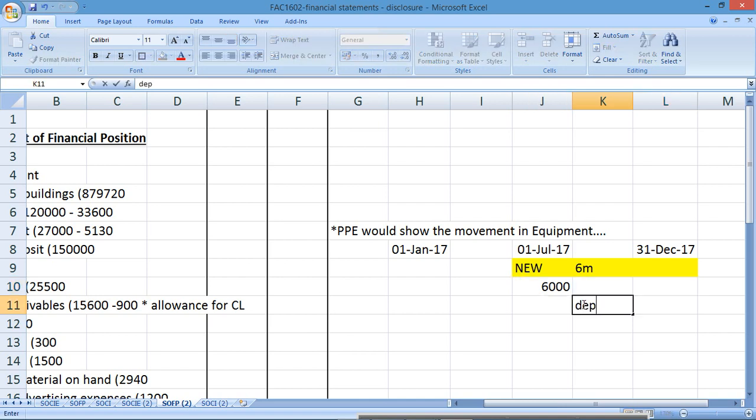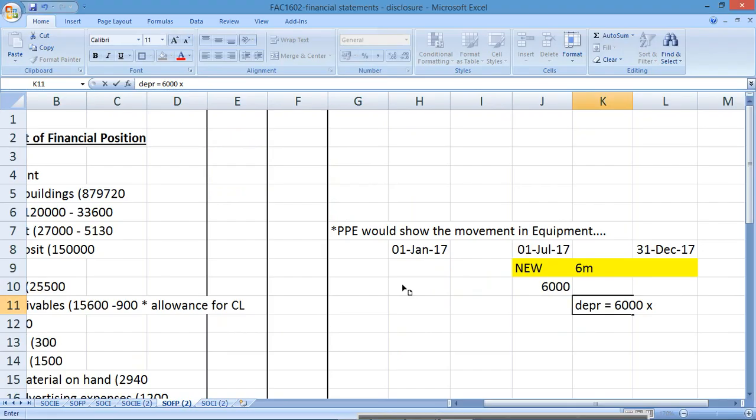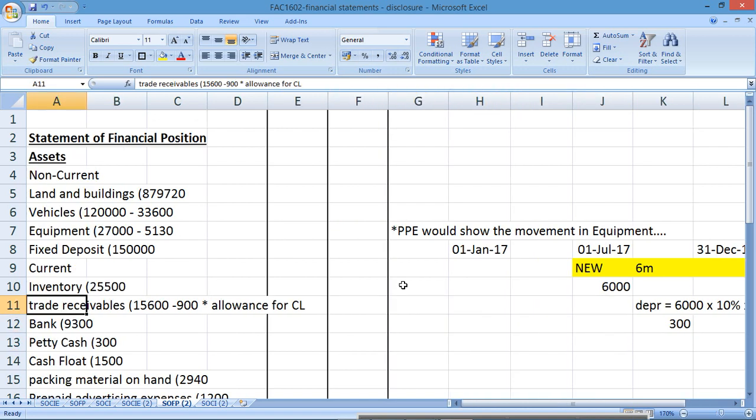So depreciation will be 6,000 times whatever percentage it is. 10%. Diminishing balance doesn't apply for a new asset, because it's a new asset. There's no accumulated depreciation. So times 10%, times 6 divided by 12. So 6,000 times 10% is 600, so 300. That's the depreciation that you need to provide for.